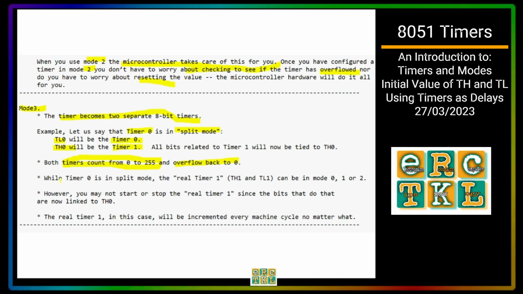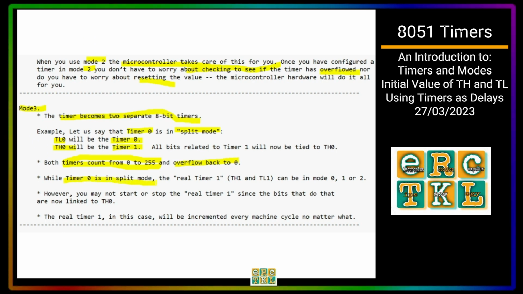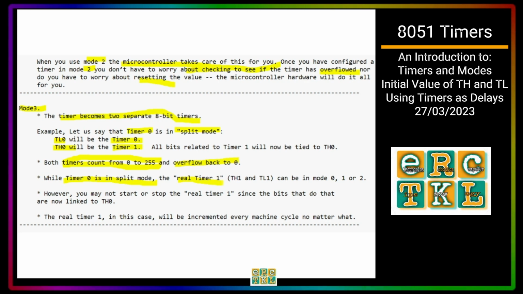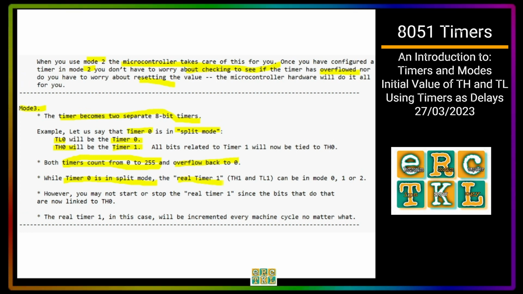Now, while the timer 0 is in split mode, look at this. The real timer 1, listen, look at me. This is timer 0. It has timer 0 and the fake timer 1. But the real timer 1 is here. It has TL and it also has TH. We call it TL1. If you don't listen, you will not understand. But I hope you do.